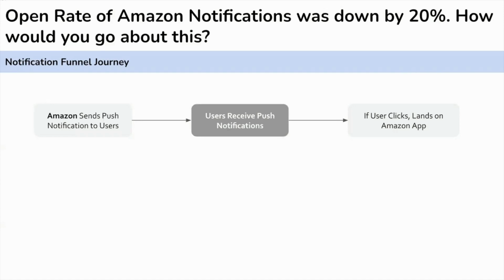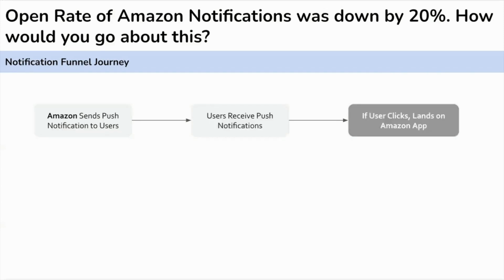If the user finds it useful, he will click it, or he will just swipe it out, right? After that, if the user clicks on the notification, he will land on the Amazon app. This is what the funnel journey of notification will look like. So this is the funnel journey of notification, right? Let's see some of the metrics to find out what is working and what's not working.